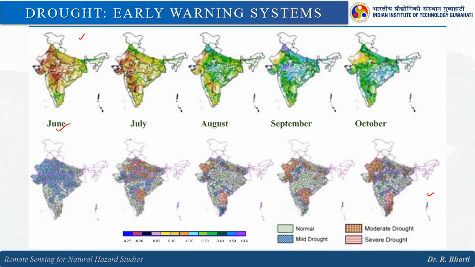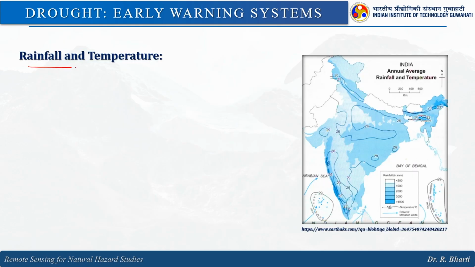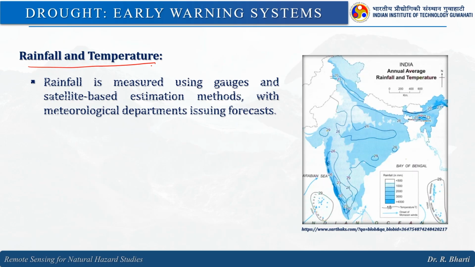So, this is from June, July, August, September, October, and this is normal, this is mild drought, moderate drought and severe drought. You can see how areas are falling under different categories. Rainfall and temperature are one of the major criteria, and we know that satellite images are the main source nowadays for rainfall and temperature data sets.